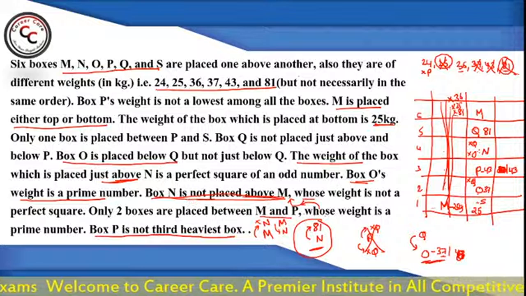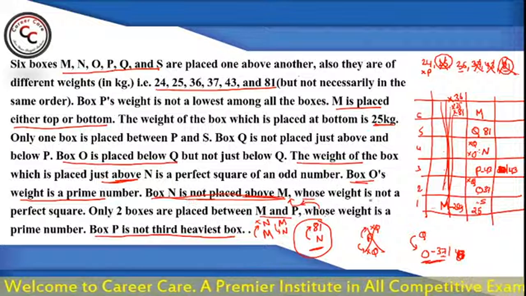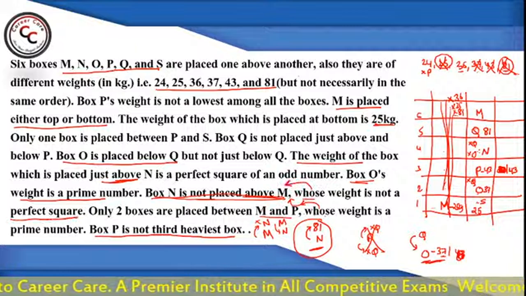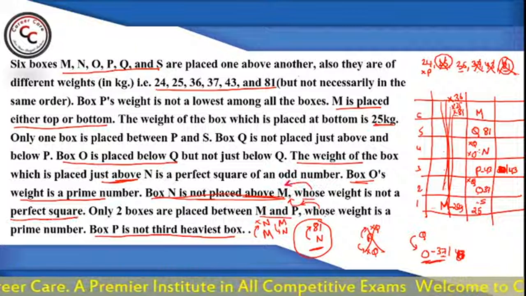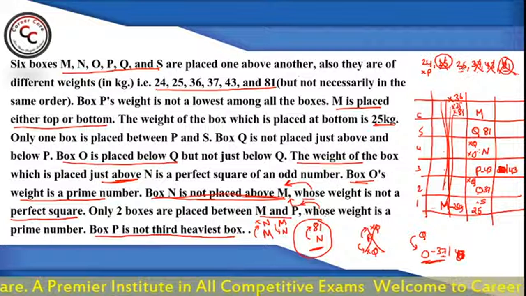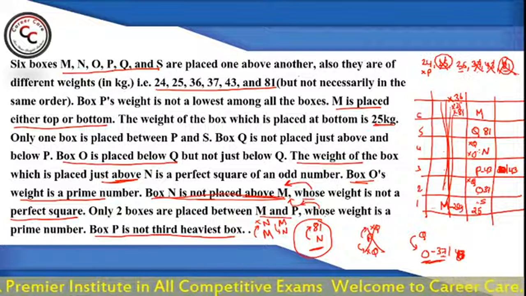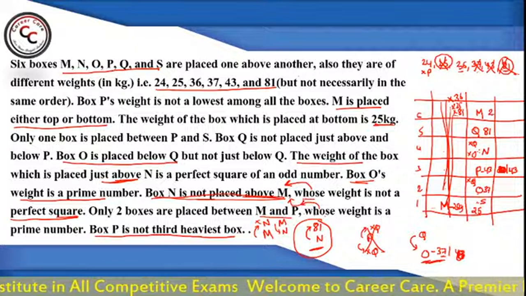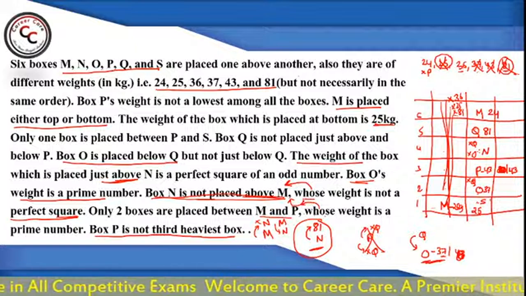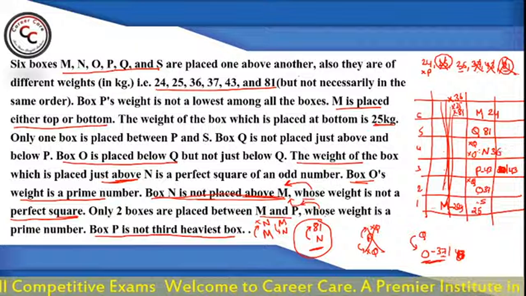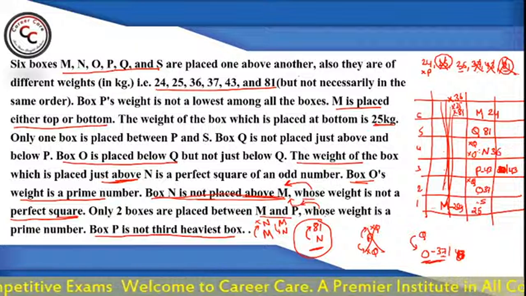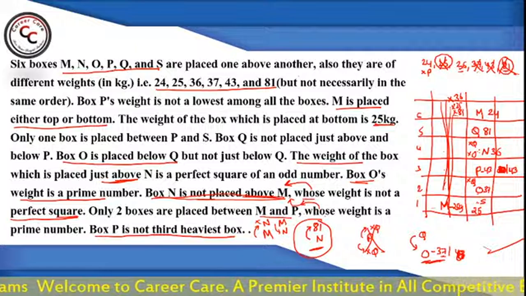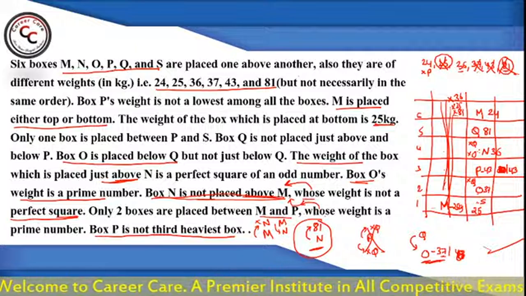Box N is not placed above M, whose weight is not a perfect square. So whose weight is not a perfect square? M's weight is not a perfect square. So out of 24 and 36, 36 is a perfect square, but according to the sentence, M's weight is not a perfect square. So M's weight will be 24 kg and N's weight will be 36 kg. So this will be the final answer of the arrangement of the boxes along with the weights.